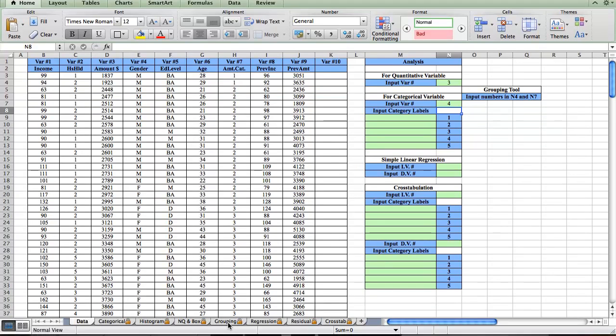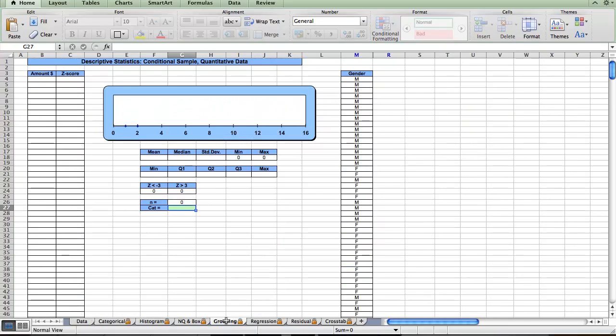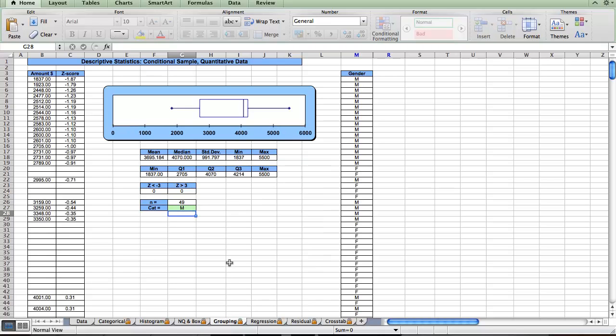On the Worksheet tab Grouping, we could filter the amounts only for men. And that's what we've done here. So our sample mean is $3,695.18. We're assuming a population standard deviation sigma equal to 1,000, and our sample size N is equal to 49 men.